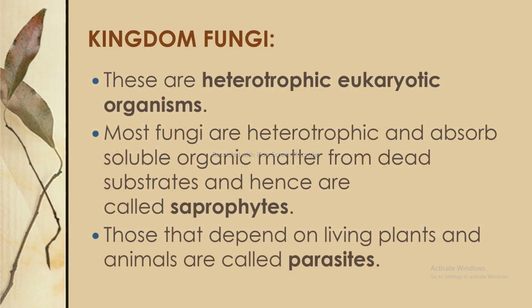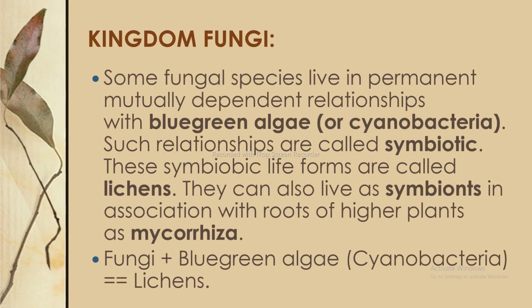Next I am going to discuss the kingdom fungi. These are heterotrophic eukaryotic organisms. Most fungi are heterotrophic and absorb soluble organic matter from dead substrates, and hence are also called saprophytes. Those that depend on living plants and animals are called parasites. Some fungal species live in permanent mutually dependent relationships with blue-green algae or cyanobacteria. Such relationships are called symbiotic relationships, and these symbiotic life forms are called lichens.